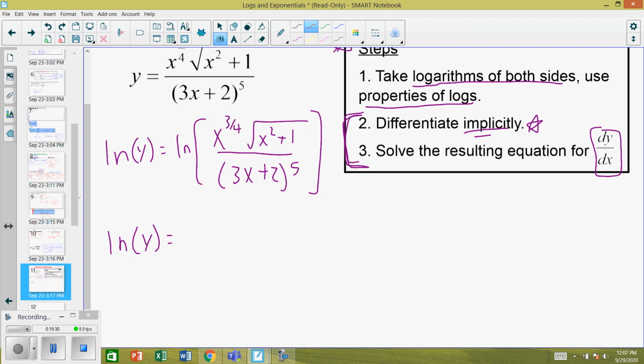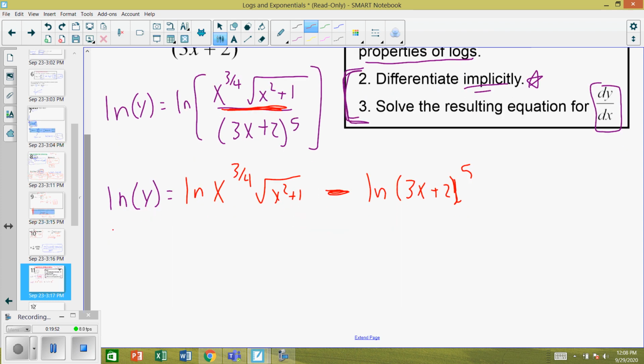But the first step is I'm going to take care of this division here by separating this as the ln of x to the 3/4 square root of x squared plus 1, and then minus the ln of 3x plus 2 to the fifth. And we can keep simplifying this further. We can say the ln of y equals, so this is a product rule. So you see how we got the product of these two quantities?